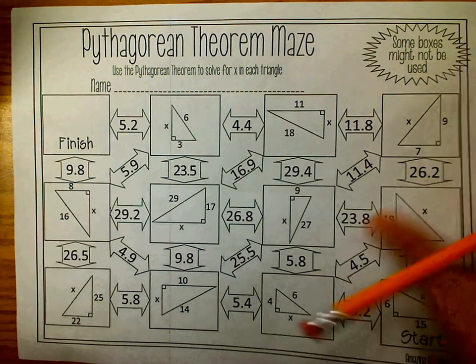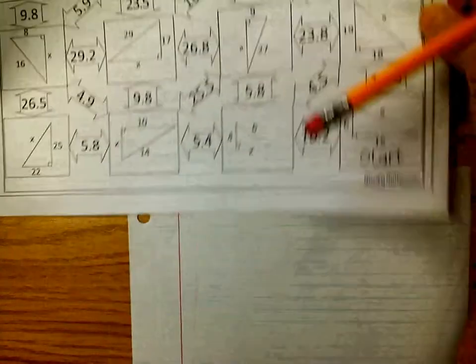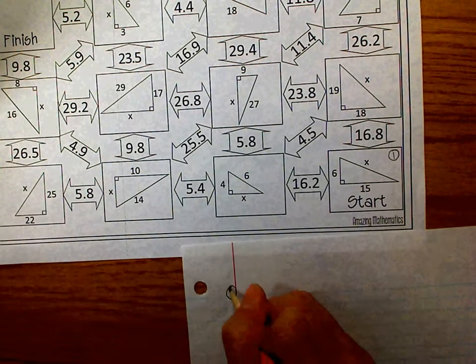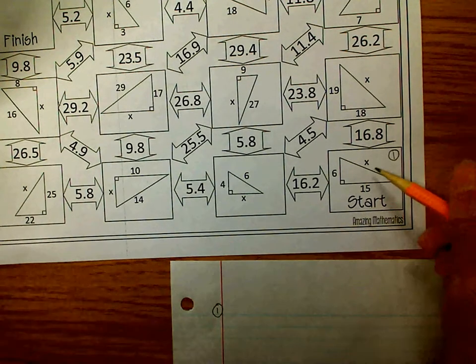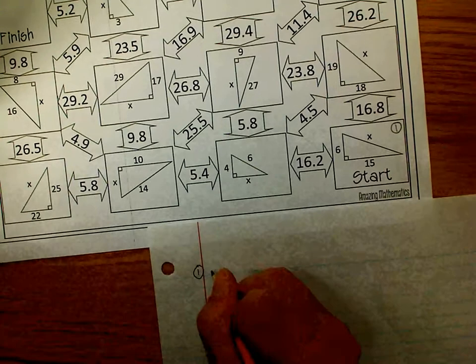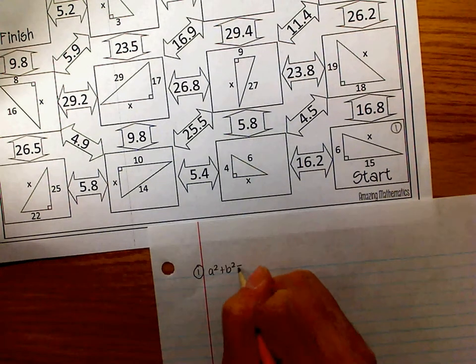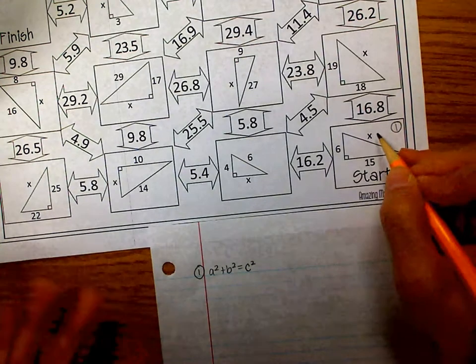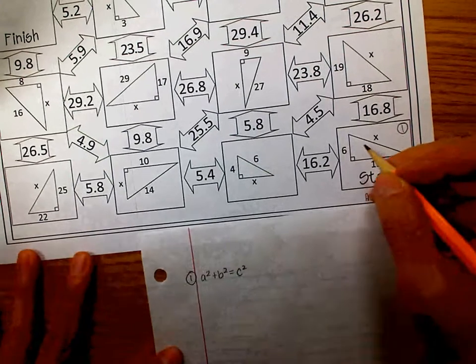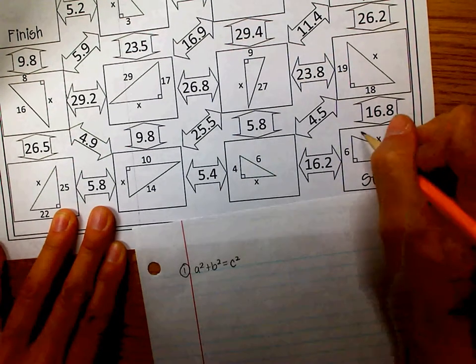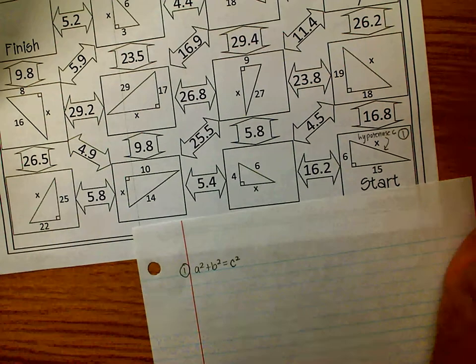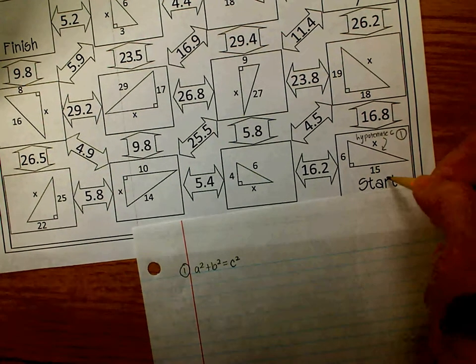So here we go. Let's start with this first box, which is number 1. I see that it is a right triangle, which means I can use a squared plus b squared equals c squared. You always want to notice where the c, the hypotenuse, is. The hypotenuse is here, and the hypotenuse gets to be the variable c. So these other two can be interchangeable as a or b.